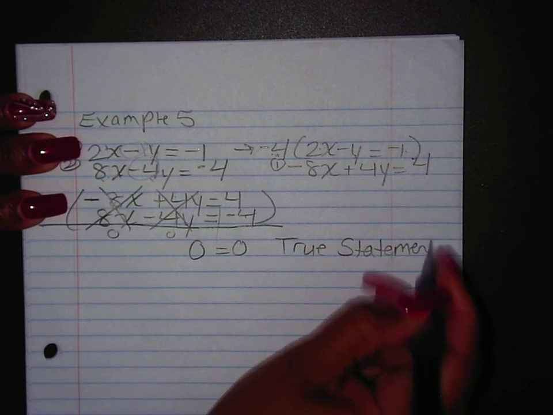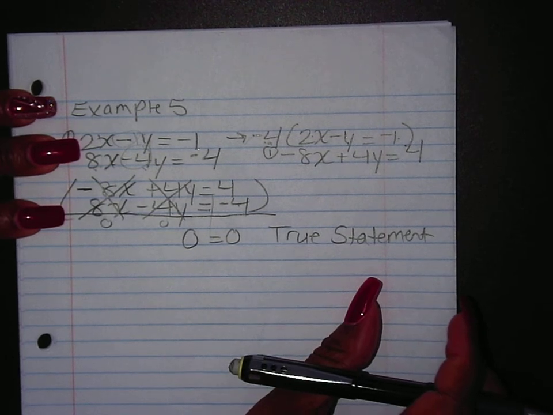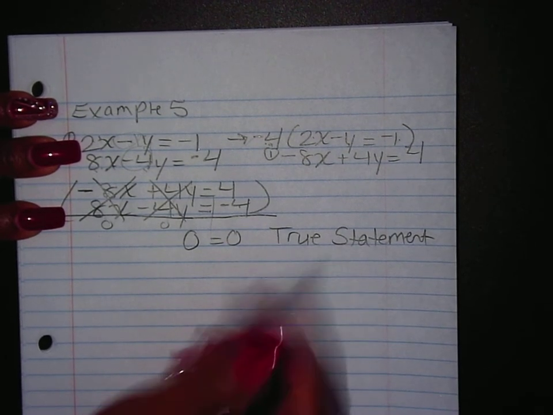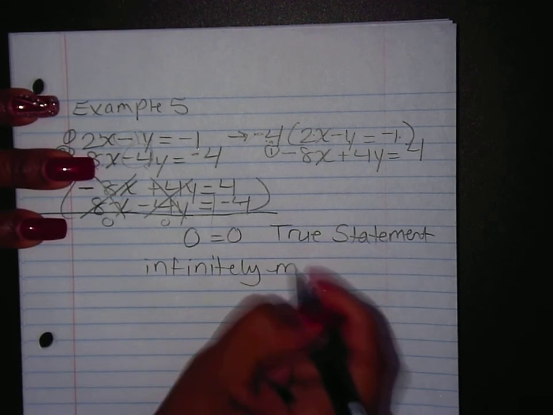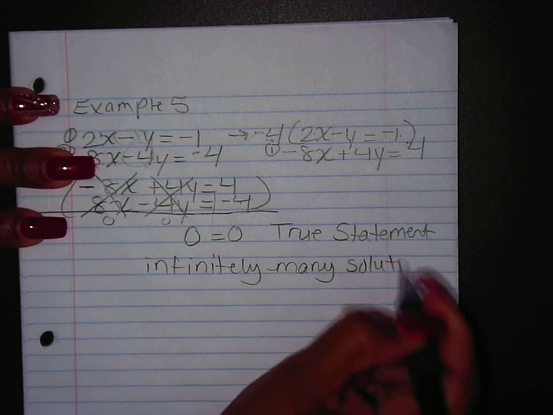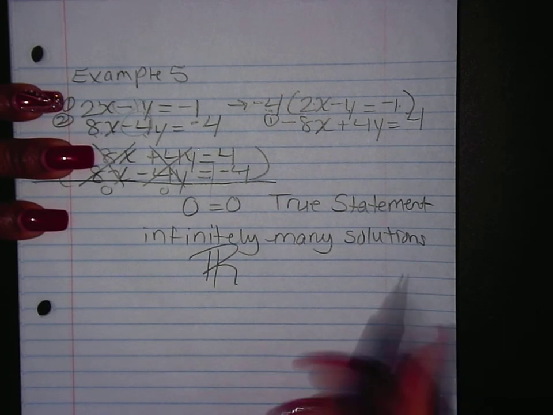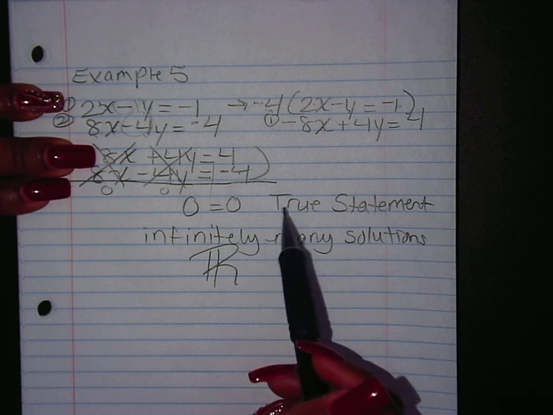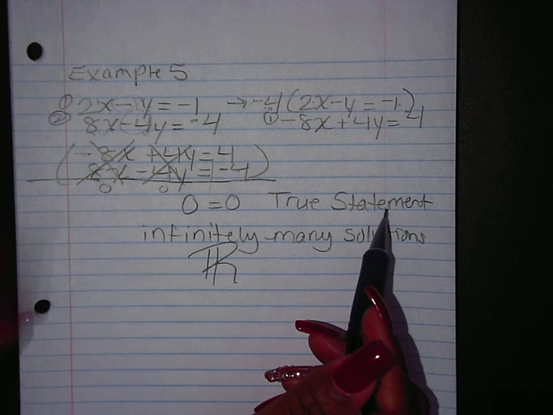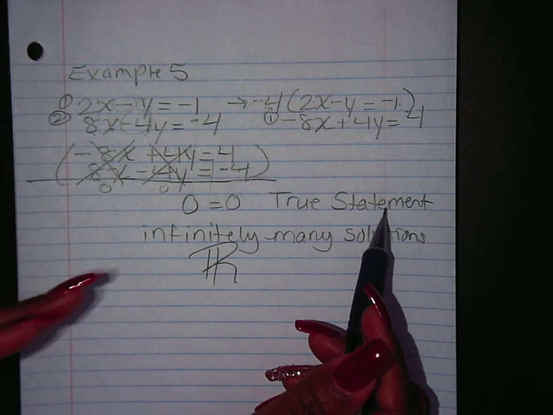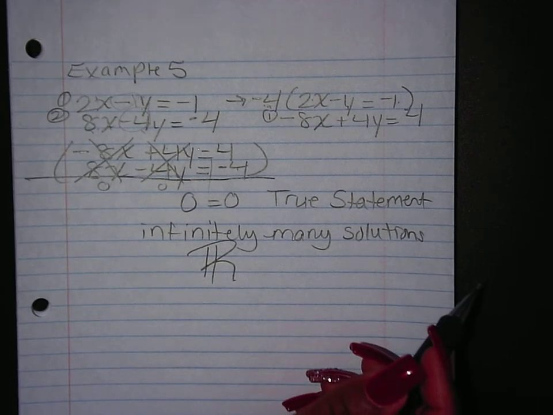So if I have a true statement, what is my solution? Yep, that's it. If it's a true statement, it's going to be infinitely many solutions. Okay. It's infinitely many solutions. That means that any number, all real numbers, any number will satisfy this equation. Why? It'll satisfy the system because they are the same. It's the same line. If you graph this, you'll get coinciding lines. I mean, you'll get one line because they are the same. These equations are the same. Okay? That was example 5.